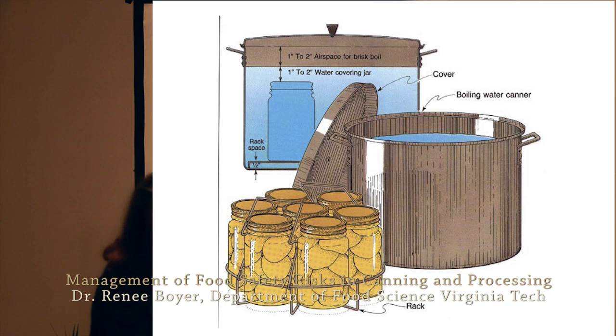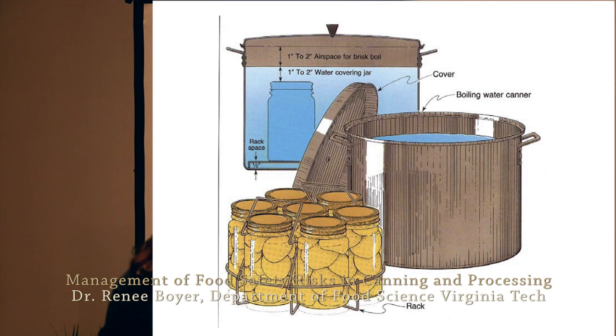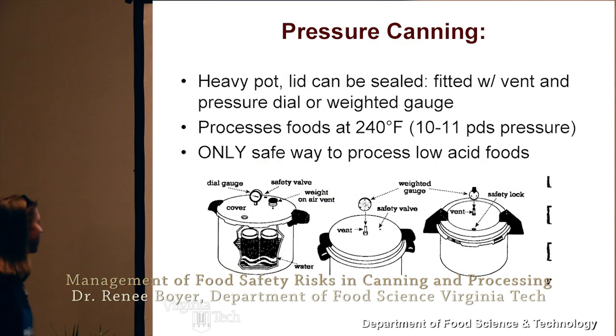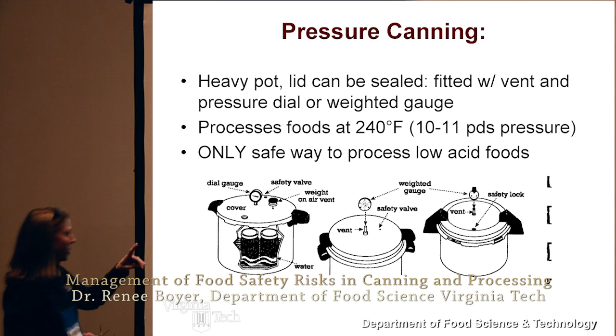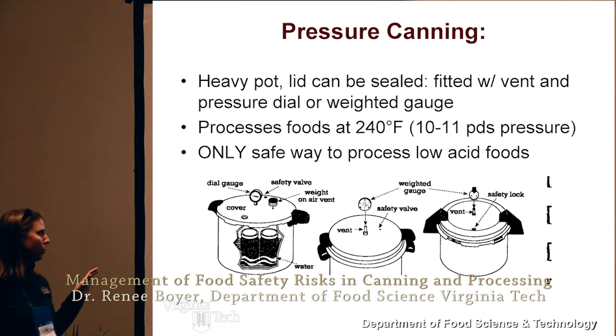You can purchase a boiling water bath canner, or you can sort of create your own if you have a large enough pot. A pressure canner is a very heavy pot where the lid can be sealed, and there's a vent on it so that you can vent the steam. And it has either a dial or a weighted gauge. I have another picture with the different types of gauges. These seal with latches on the side because the kettle is going to actually create lots of pressure in order to get the temperature up. So you want to make sure that it's sealed up very well. And this is the only safe way to process low acid foods.